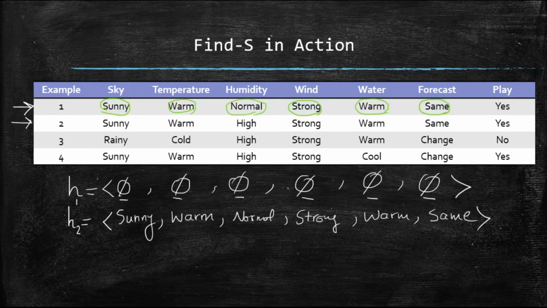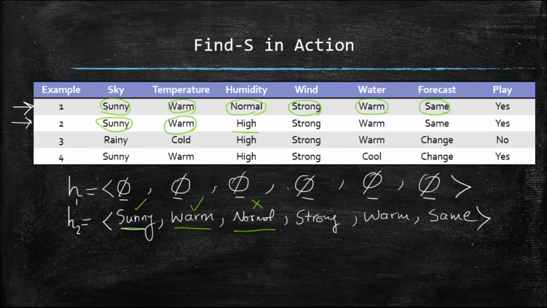Okay? Now, look at example number 2. We got sunny, warm, high, strong, warm, same. Now, look at our hypothesis h of 2. First constraint, sunny. Is it satisfied? Yes, we have sunny. So this constraint is fine. Check. Next one, warm. Is that satisfied? Yes, it is satisfied because we have warm here as well. Next one, normal. Is that satisfied? Oh no, that is not satisfied.